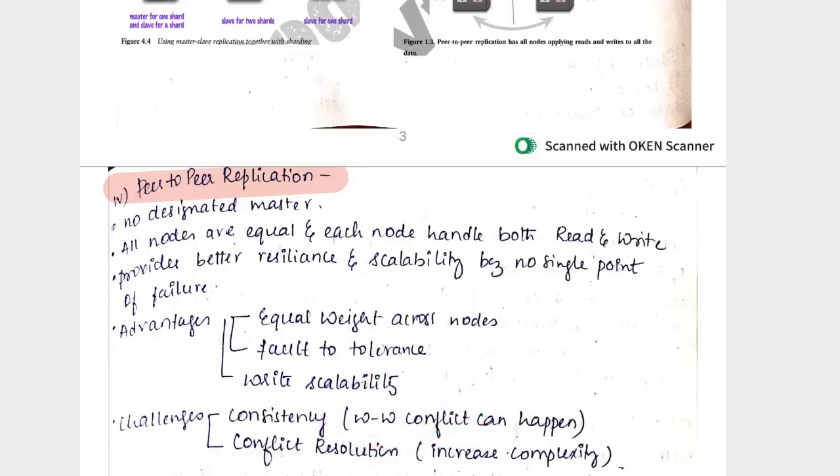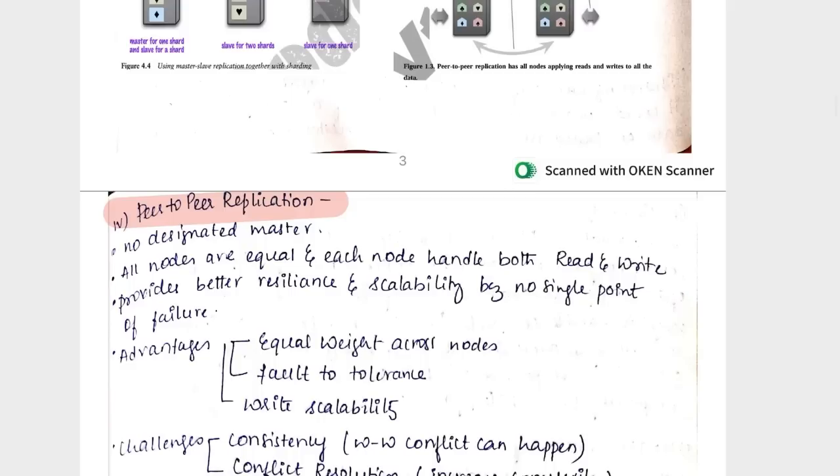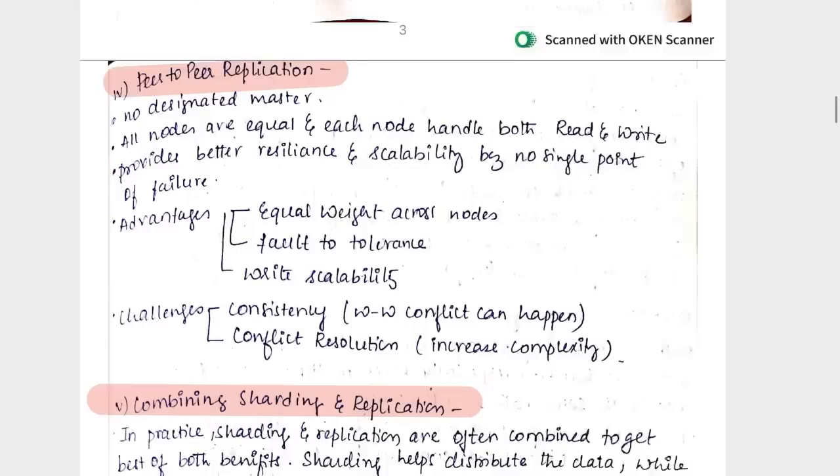That is, some systems may implement mechanisms like quorum writes or conflict resolution strategies to handle inconsistencies, but then it will again lead to increased complexity. So it is very important to look at the trade-offs between availability and consistency here. We can increase the availability, but we have to tolerate some level of inconsistency when it comes to peer-to-peer replication.